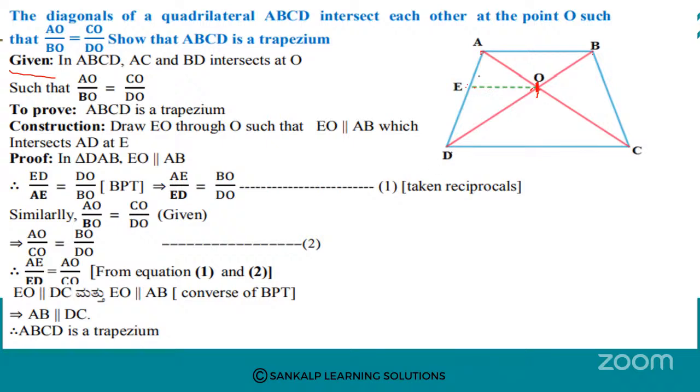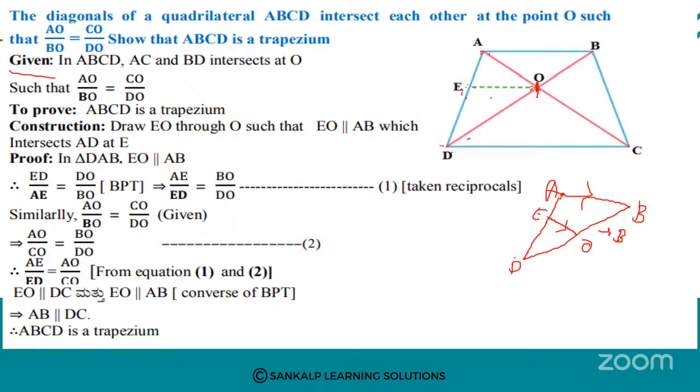In triangle DAB, consider the triangle DAB. Okay, this is D, this is A, this is B. Okay, here EO is parallel to AB. See, this is EO. EO is parallel to AB. That means the line is parallel to the third side. Here also we can use BPT. Okay, by Thales theorem or BPT, we can say that ED divided by AE, right? See, ED divided by AE is equal to DO divided by BO. These two are the other two sides, right?